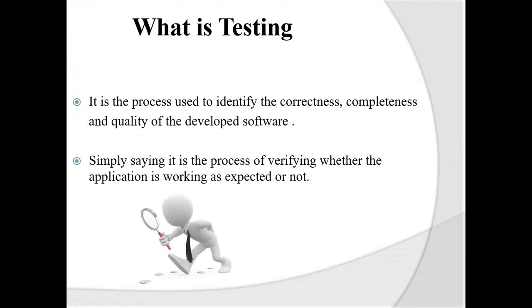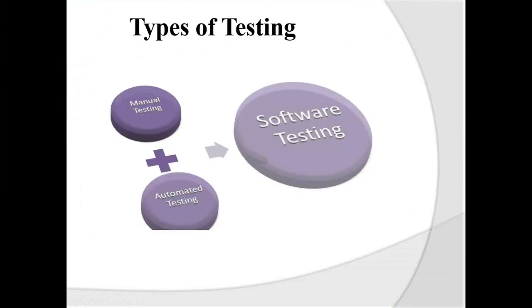by the business, right? This is all about testing, and there are multiple types of testing available: manual testing, software testing, automation testing. When we talk about software testing, it includes both manual testing plus automation testing. What is the difference between manual testing and automation? Manual testing is where the person sits in front of the application and does the testing. Simple.